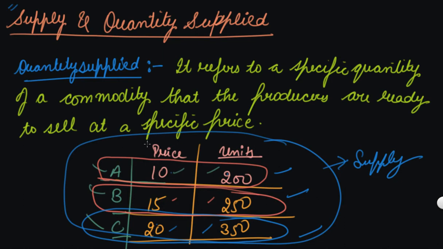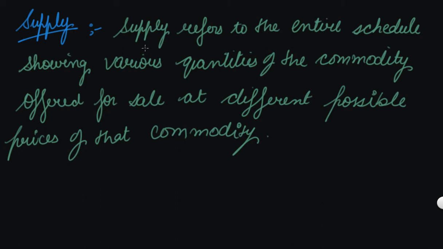which is the various units of commodities supplied at the different price levels, right? So quantity supplied I've told you. Now let's see the supply. See, in the previous diagram which we have drawn, the schedule, in that I've told you that the specific ones are quantity supplied and the whole, if we take the table, that is your supply. So supply refers to the entire schedule showing various quantities of the commodity offered for sale at different possible prices of the commodity.